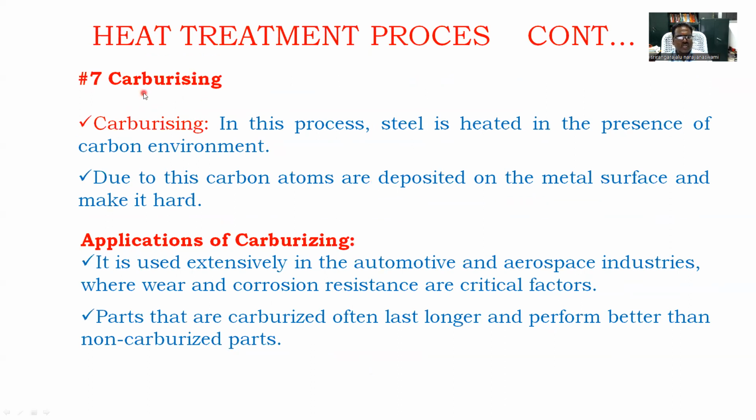Next one is carburizing. Carburizing: in this process, steel is heated in the presence of a carbon environment. Due to this, carbon atoms are deposited on the metal surface and make it hard. Applications of carburizing. It is used extensively in the automotive and aerospace industries, where wear and corrosion resistance are critical factors. Parts that are carburized often last longer and perform better than non-carburized parts.